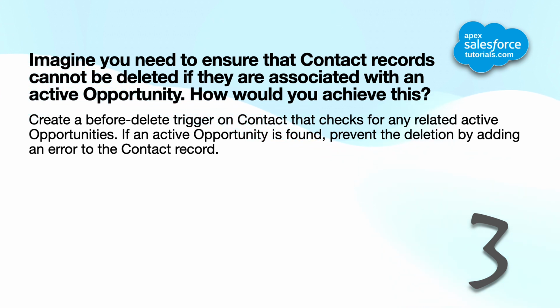Imagine you're the guardian of contact records in Salesforce. To ensure contacts can't be deleted if they're associated with active opportunities, you'd craft a vigilant before delete trigger on the contact object. This guardian trigger would sweep in, check for any active opportunities hanging around, and if spotted, swiftly prevent the deletion with an error message. It's like having a bouncer at the data club.